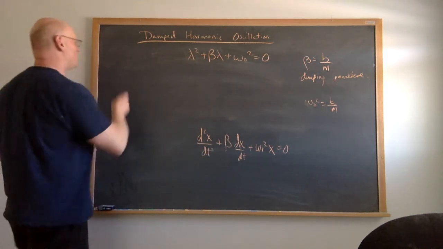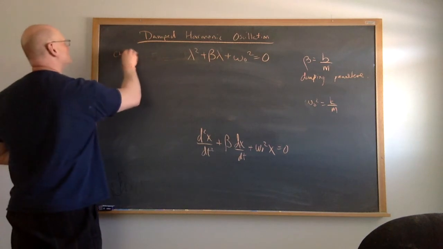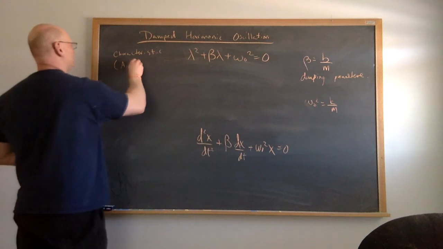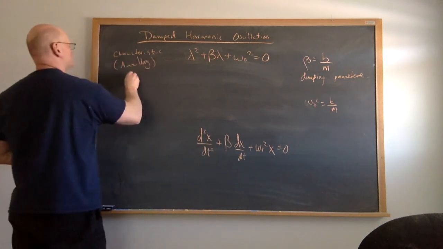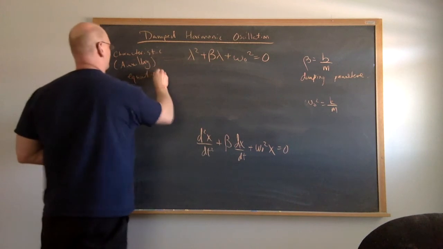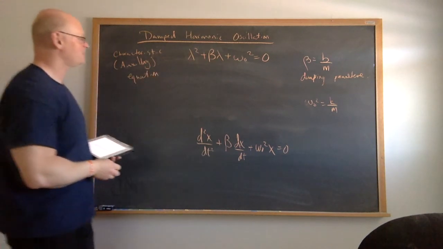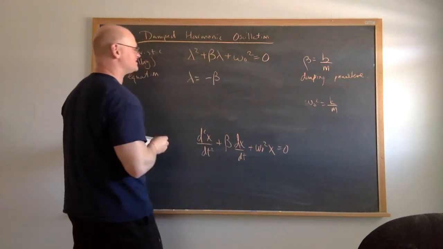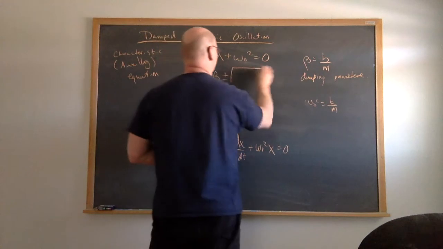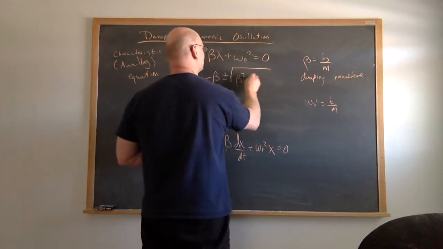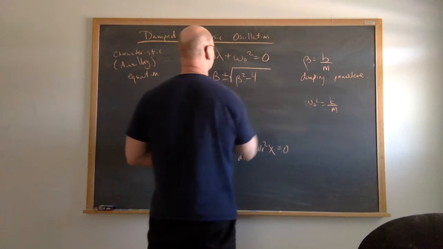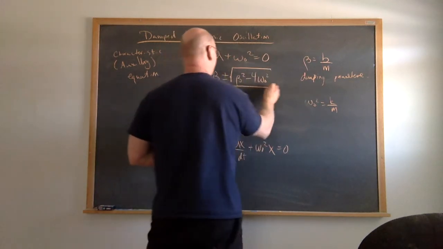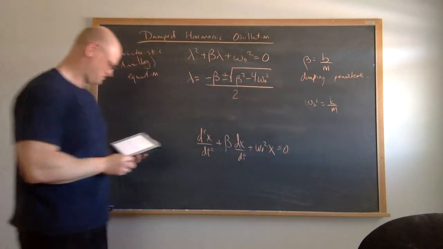So this is what, again, is known as the characteristic equation, also known as the auxiliary equation. So from here, remember the quadratic goes as minus b. So the solution for lambda then is minus b, which in this case is beta, plus or minus the square root of b squared, so that's beta squared, minus 4 times a, where a is simply 1, times c, which is omega 0 squared, all divided by 2 times a, which is simply 2.